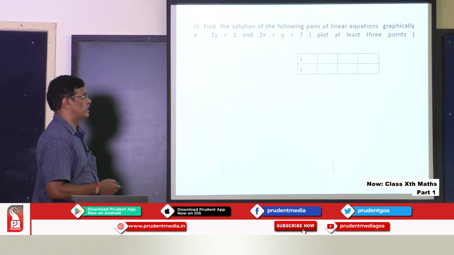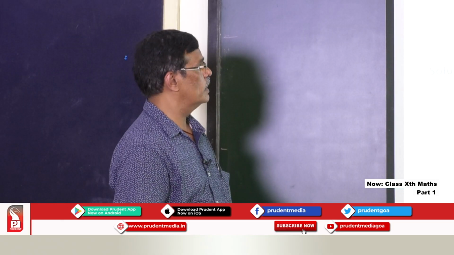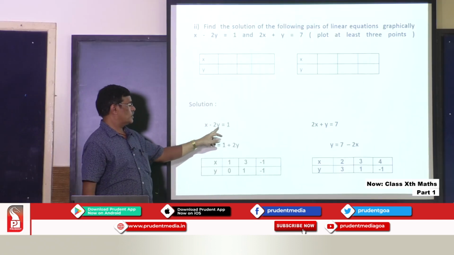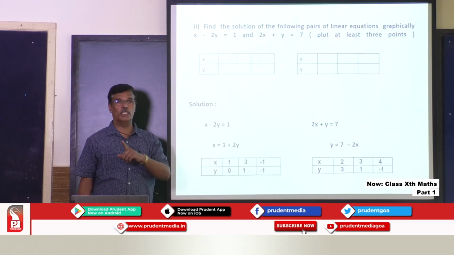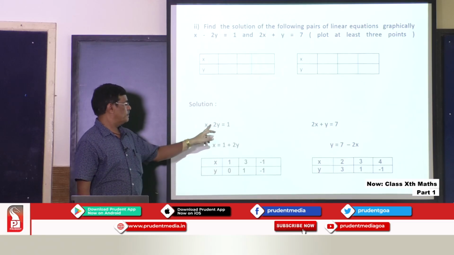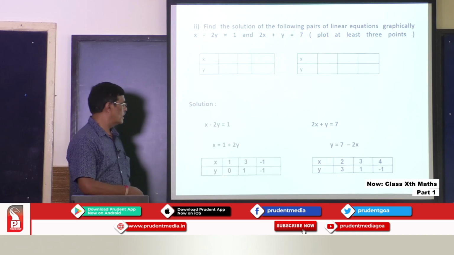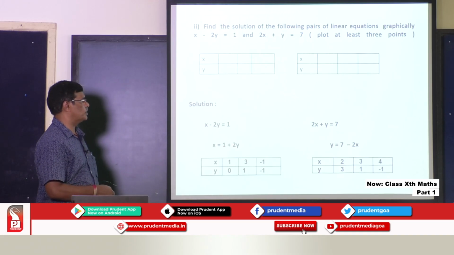Plot at least 3 points here. Now look here. What I have done here is, x minus 2y is equal to 1 is my equation given to me. I have shifted this minus 2y to the right hand side. So what I am getting here? I am getting x is equal to 1 plus 2y.